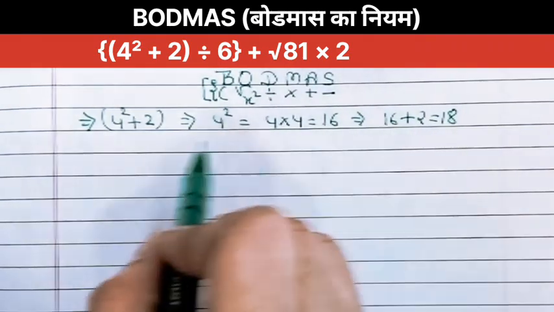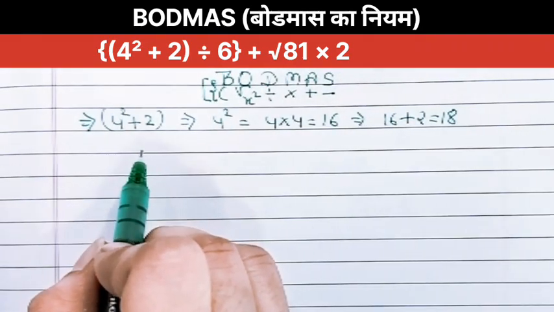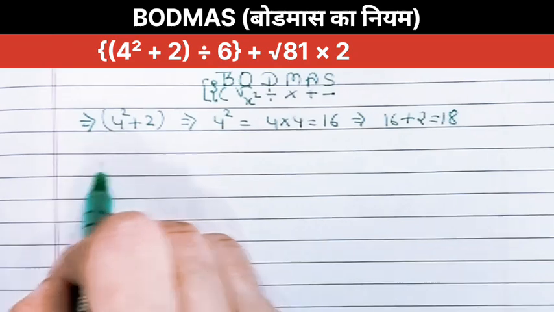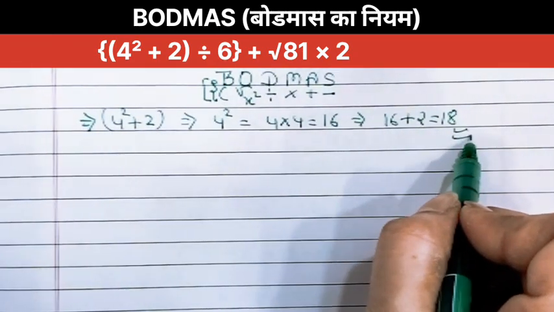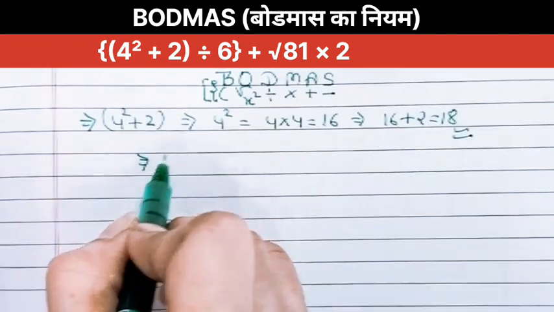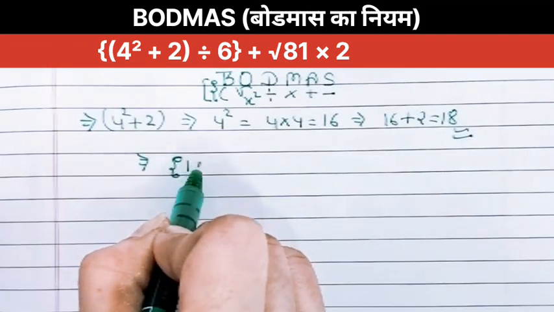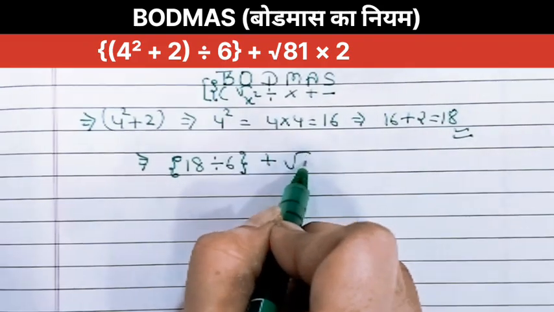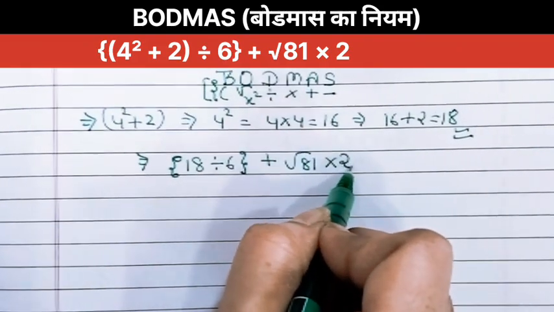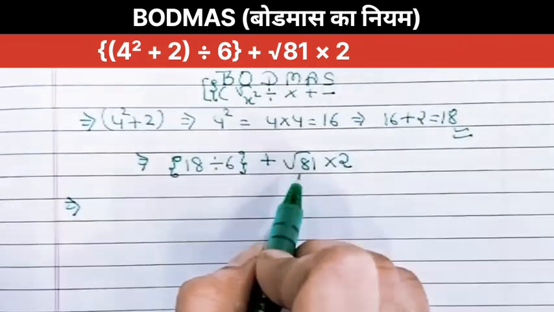According to this step, inner parentheses, small brackets take the priority, starting with the powers and clearing the inner parentheses, resolve the innermost operations completely, giving 18. So now the expression becomes curly brackets 18 divided by 6 curly bracket, plus root 81 multiplied by 2. Move to the next step, solve the curly braces.